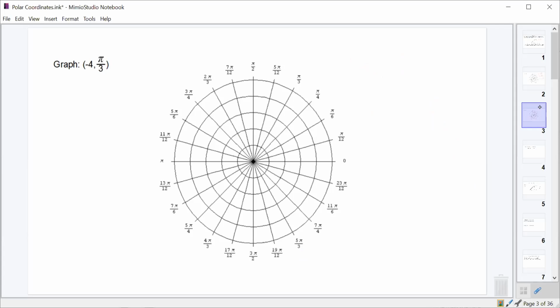What about this one? Negative 4, pi over 3. So pi over 3, and we're going to go to negative 4. So rather than coming straight out at pi over 3, we're going to go the opposite direction, out 4 units to negative 4, pi over 3. Everybody good with that?